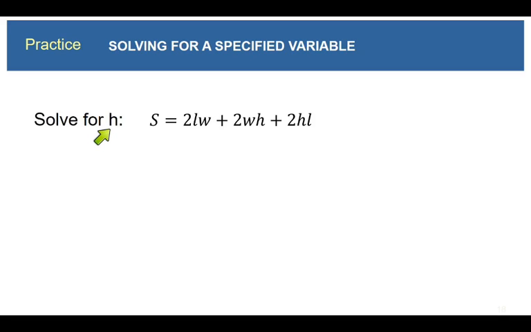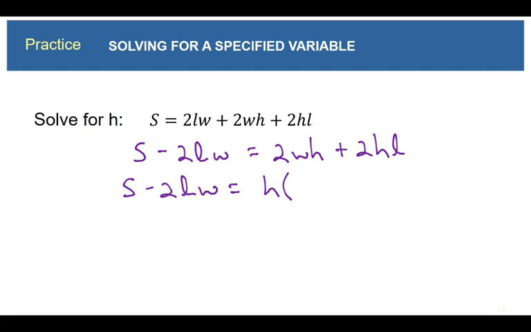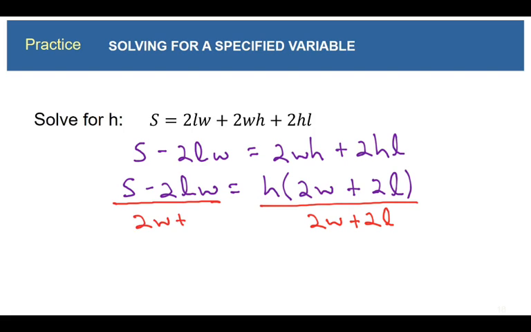Okay, now since they're asking us to solve for H, we notice that two of our terms contain H, so the key is going to be to get these two terms by themselves and then factor out the H. So let's move this term to the left side, which is going to give us S minus 2LW on the left and 2WH plus 2HL on the right. Now we want to factor out the H. And if we factor out the H, or in other words, undistribute the H, that's going to leave 2W plus 2L in the parentheses. And now we just want to isolate the H by dividing both sides by that parentheses. And that's going to do it.